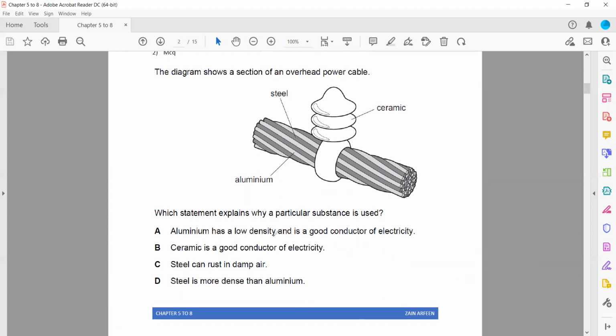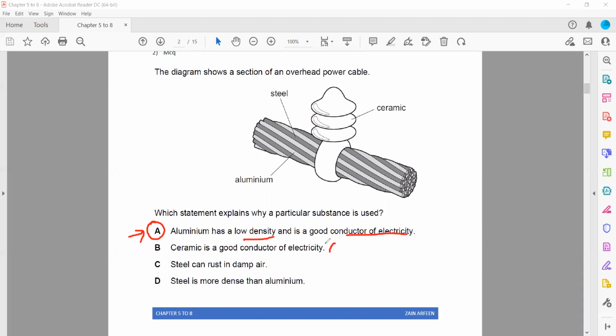So aluminum has a low density and it is a good conductor of electricity. This is correct. We use aluminum because of its low density, so it will have a low mass for a unit volume, as well as being a good conductor of electricity, so it allows the electricity to pass from one place to another.